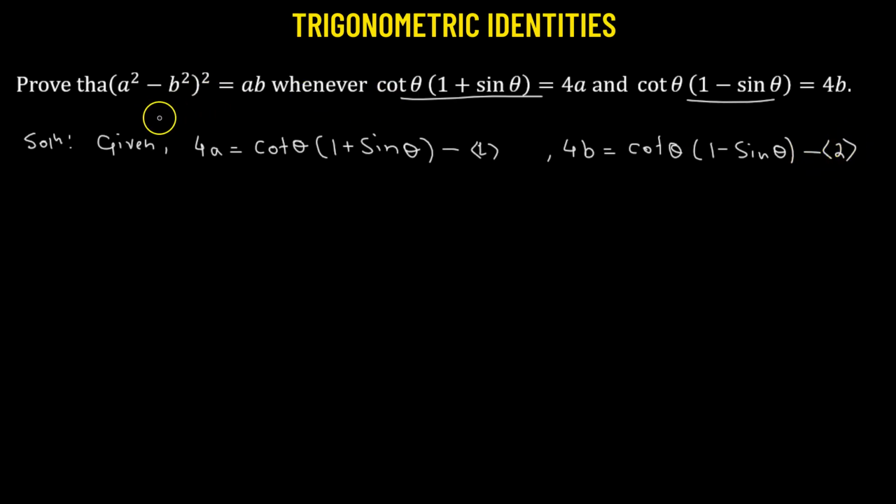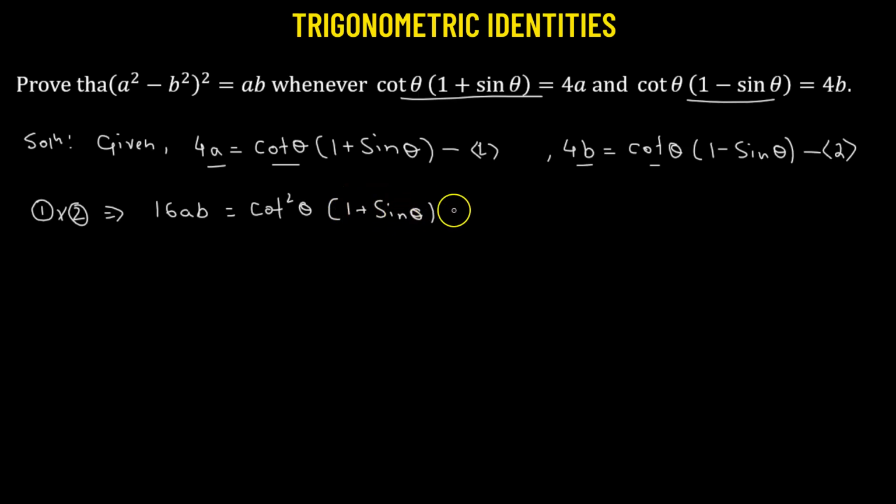Now, before proving that (a squared minus b squared) whole squared equals ab, let's try to find out a times b, the product. So we're going to multiply equation 1 with equation number 2, which is going to give us 4 times a multiplied by 4 times b, so that's 16ab. Then we have cotangent of theta multiplied by itself, so that will be cotangent squared theta. And we have (1 plus sine theta) multiplied by (1 minus sine theta).